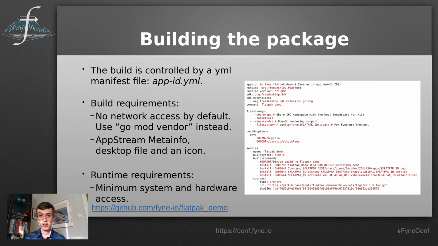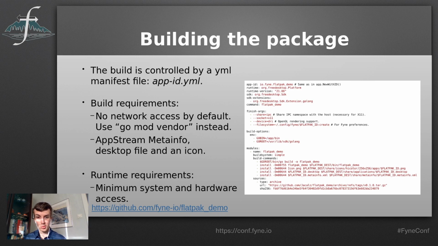If you use the Fyne preferences or the new document storage APIs in Fyne 2.1, you'll also want the fourth line there under finish args for giving access to the Fyne preferences folder. And there it is important in this case that you use the same app ID as you do in app.NewWithID when creating your Fyne application if you want that fourth row to work.